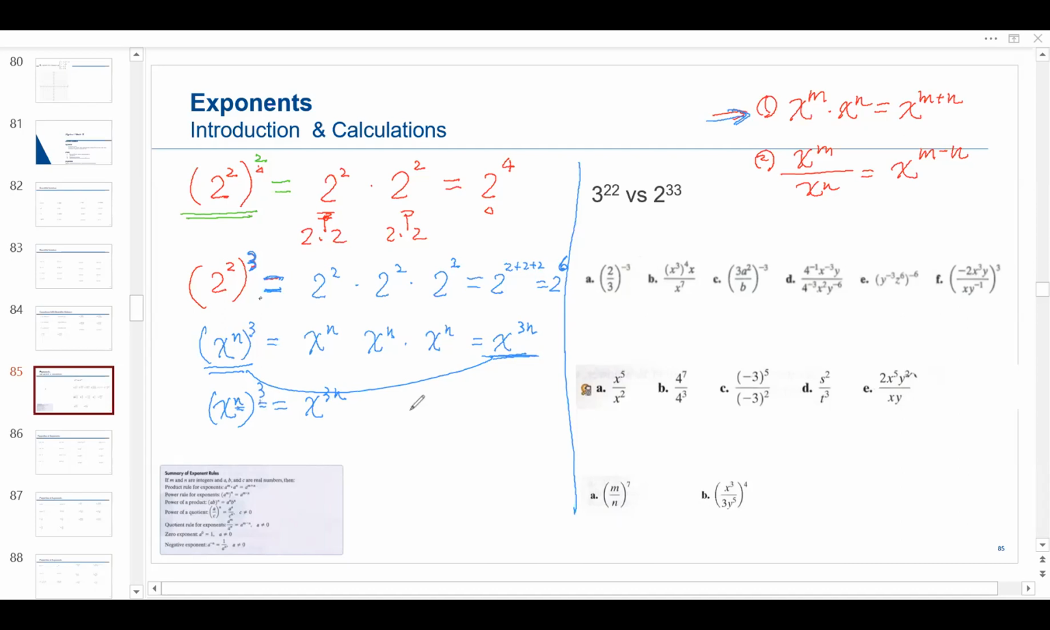This is called the power rule. So if this one is m, this one became m. Became what? So actually it is n times m, right? We call this the power rule. Power rule: x to the m, to the power n, equals x to the m times n, right? So you can see this is the product rule, this is the quotient rule, and this is the power rule.